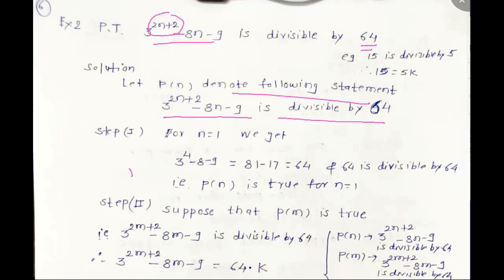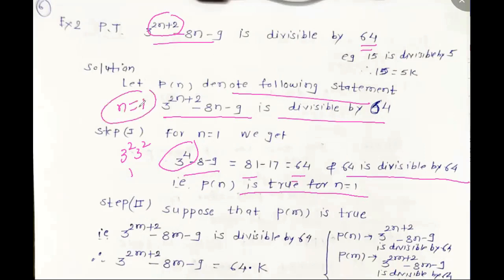What is the situation for n equal to 1? Put n equal to 1 here. We get 2 into 1 equal to 2, 2 plus 2, 4, so 3 raised to 4. Then 8 into 1 is 8, plus 9. 3 raised to 4, that is 3 square into 3 square, 9 into 9, 81. 81 minus 17 is 64, and 64 is divisible by 64. So Pn is true for n equal to 1. So P of 1 is true.